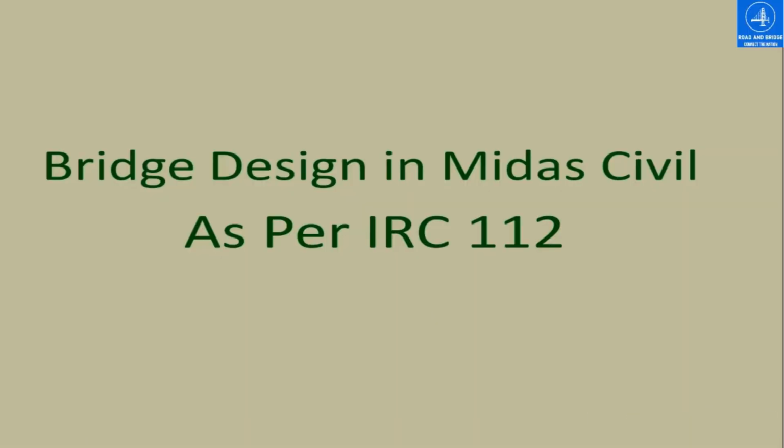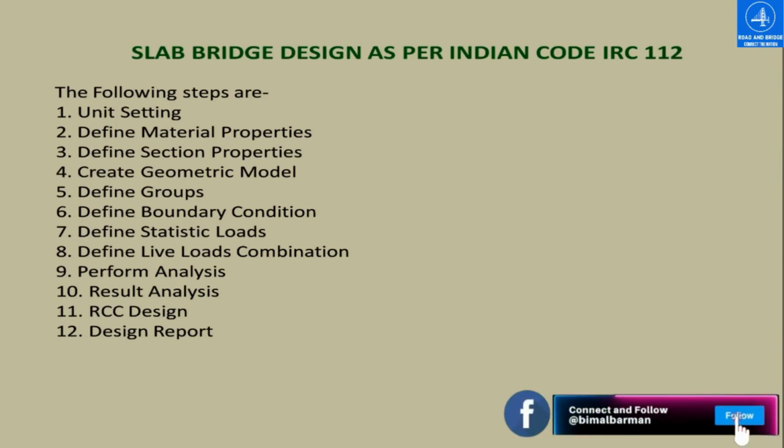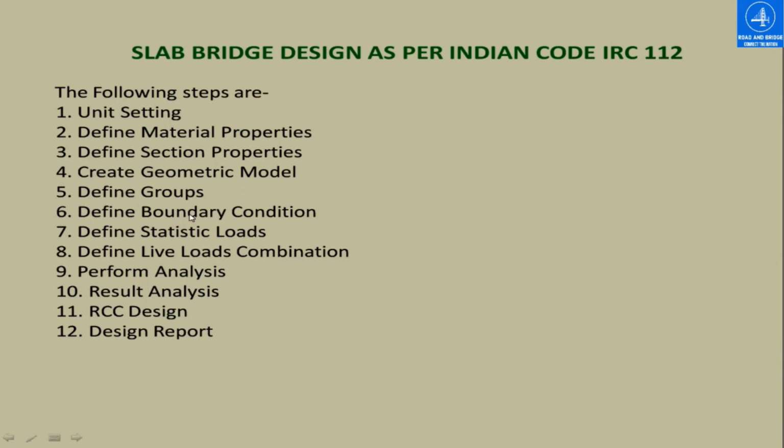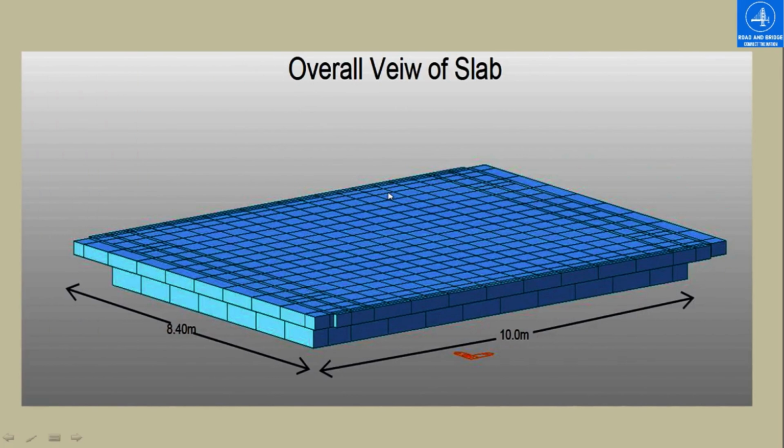Today I am going to show you how to design the bridge in Metacivil as per IRC code IRC 112. These are the steps you have to follow to design the bridge in Metacivil. At first, unit setting, define the material properties, define the section properties, create the geometric model, define the groups, define the boundary condition, define the static loads, define live load combination, perform analysis, result analysis, RCC design, and at last the design code. And this is the overall view of the slab.